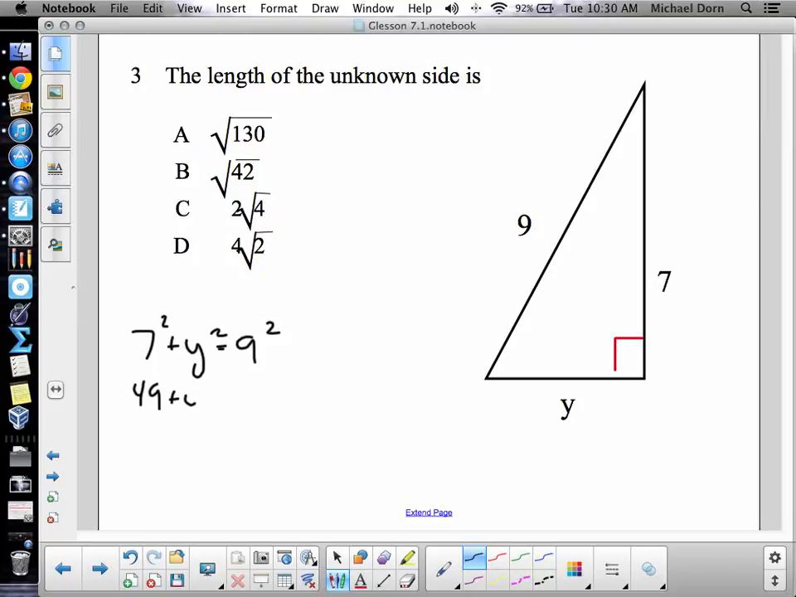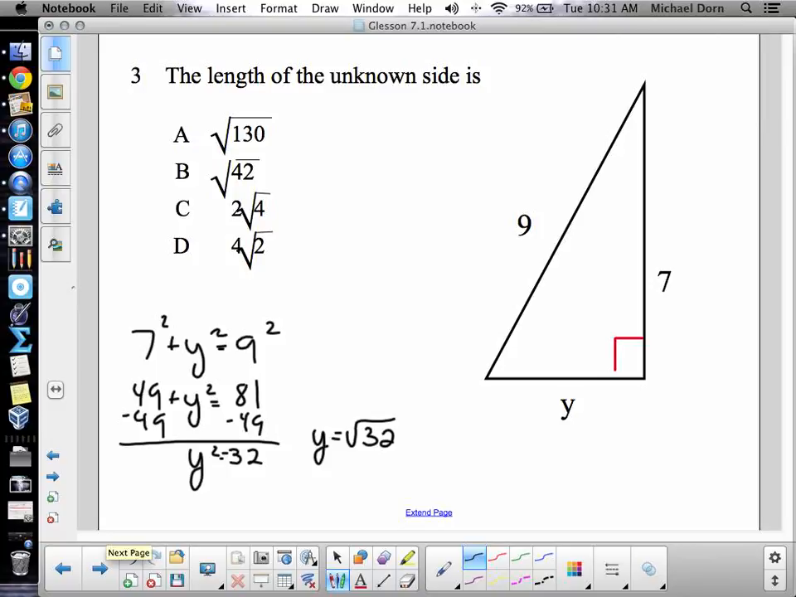So 49 plus y squared is 81. Subtract the 49 from each side. I get y squared equals 32. So y is the square root of 32, which we now need to simplify. What perfect square goes into 32? What's the largest one? You don't have to look too far. What? 16, yeah. So 4 root 2.